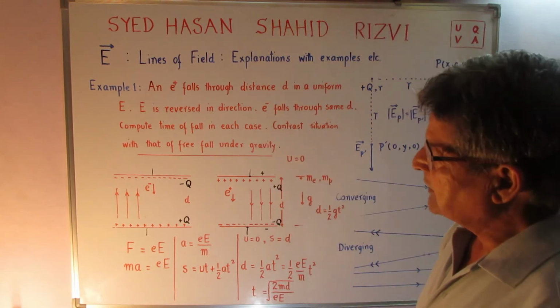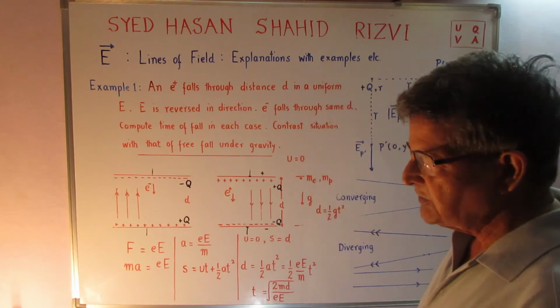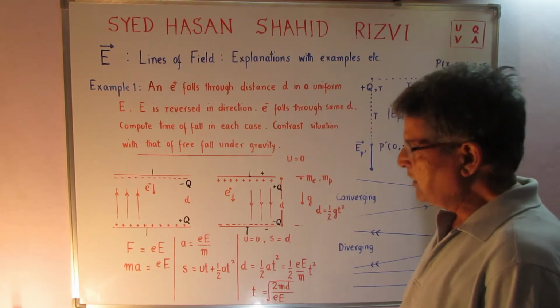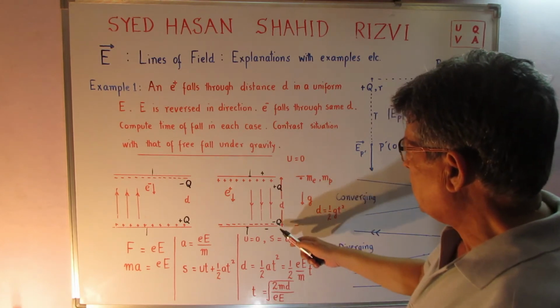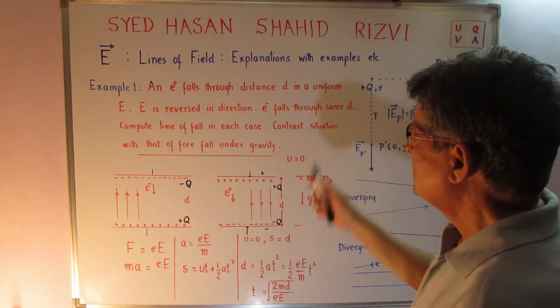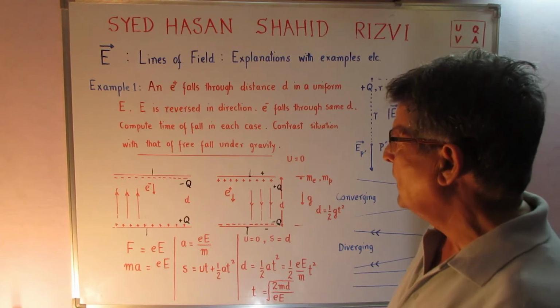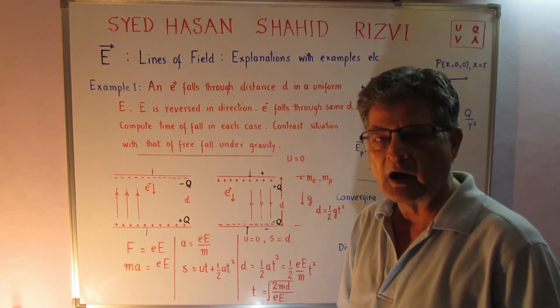Part 1 is that the proton falls. Part 2 is that the electron falls under the influence of 2 electric fields which are equal in magnitude, and they are separated by the same distance. And the third is they want to contrast the situation with that of free fall of the proton and free fall of the electron under gravity.